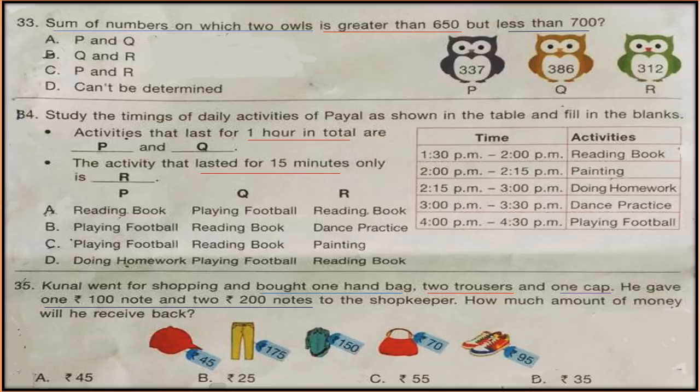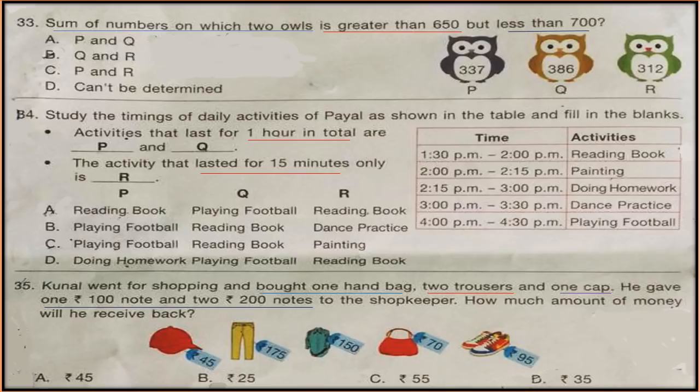Question 35. Kunal went for shopping and bought one handbag, two trousers, one cap. He gave one 100 note and two 200 notes to the shopkeeper. How much amount of money will he receive back? Now the prices of the items are given in the figure.